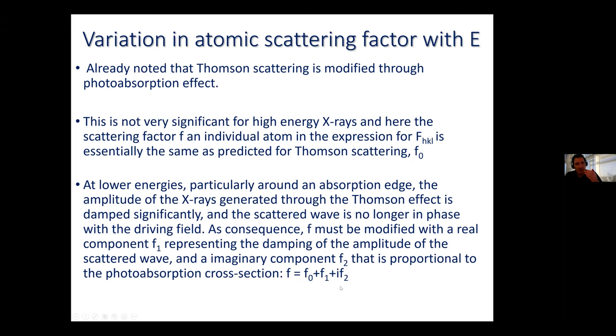And the interaction between the nucleus and the electron near an edge also gives rise to a certain amount of absorption of the energy of the photons. So the photons that are scattered have a lower intensity. So there's an imaginary component that represents the absorption of the incoming X-rays. So in more general terms, the scattering of X-rays by an atom through the Thomson effect has a real part that represents the change in the amplitude of the scattered wave, and an imaginary part that represents the absorption of some of the intensity of the incoming wave.